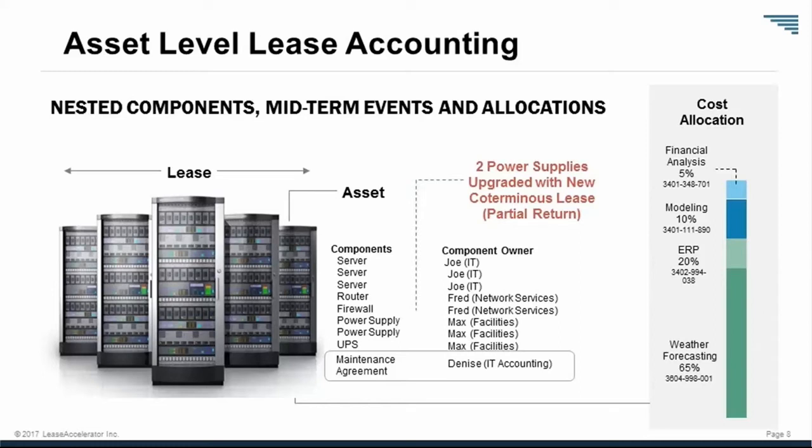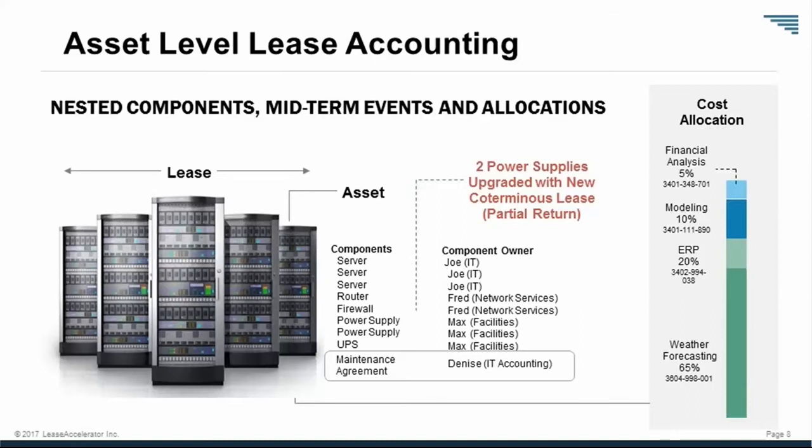So you have five supercomputers, and within those supercomputers, you can have many different components, each of those components having their own serial number, right? Servers, routers, firewalls, power supply, and those assets are controlled by different owners in the company, right? Pretty common scenario. We call these super assets in some cases.